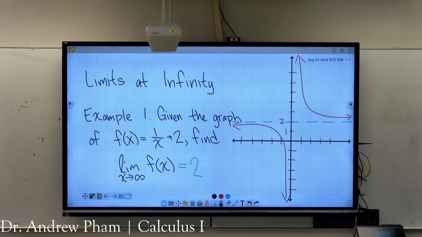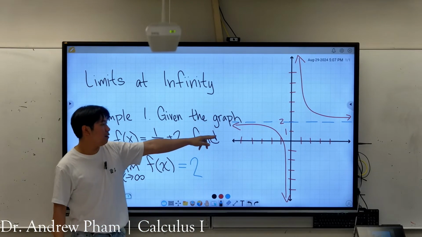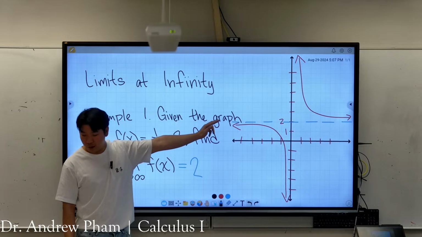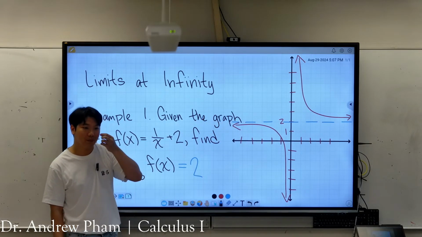Okay, so the limit as x approaches negative infinity. First off, as x approaches negative infinity, am I looking to the far left or the far right of my graph? Far left, because x approaching negative infinity means I'm getting larger and larger in the negative direction. So I'm just following the graph to the left, and I see where my graph is approaching height-wise. So yeah, it's approaching also a height of 2.